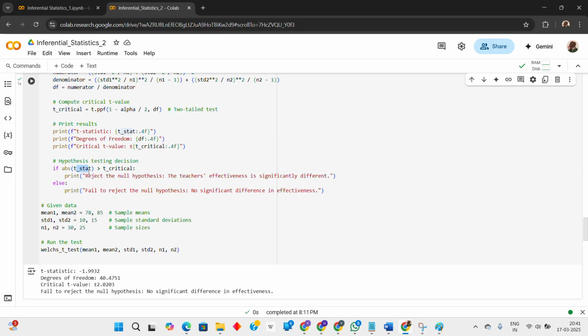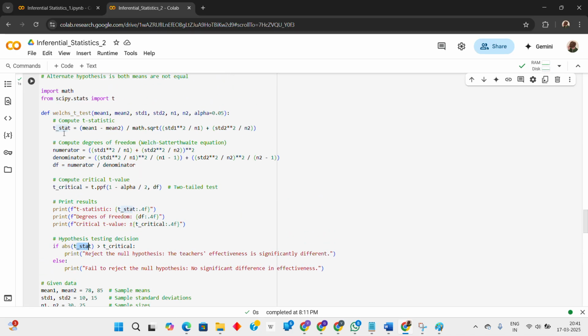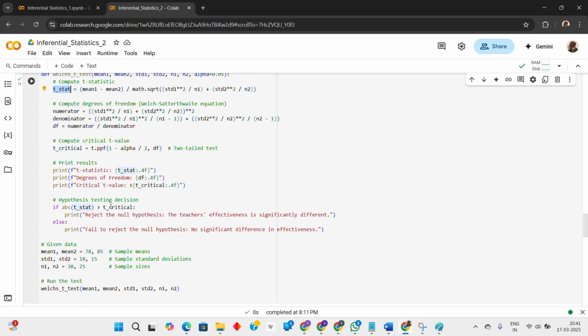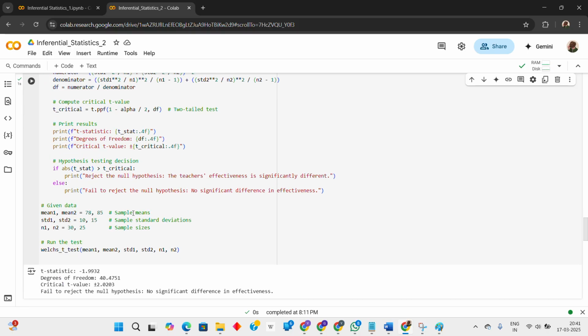If the T stat value is greater than the T critical value, then we can reject the null hypothesis. That means the teachers' effectiveness is significantly different. In case the T statistic is less than the T critical, then we fail to reject the null hypothesis. That means no significant difference in effectiveness, which means both teachers are really good.